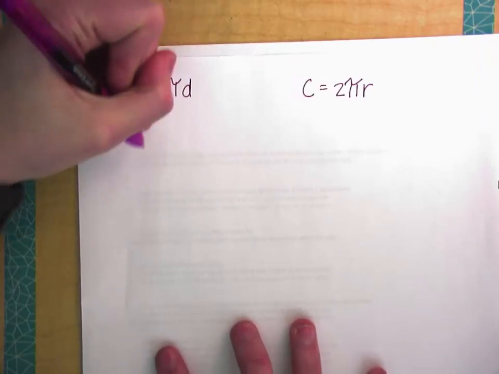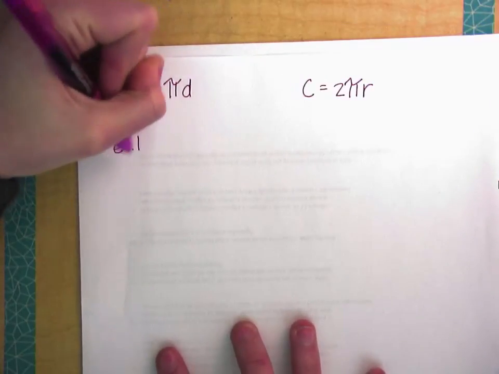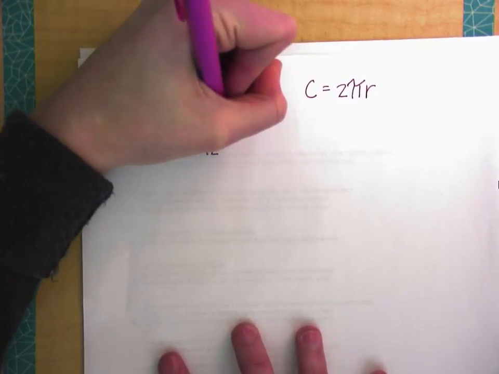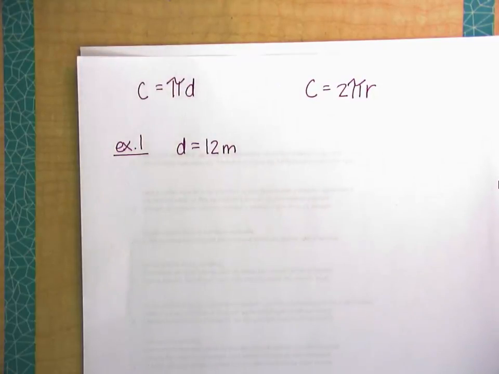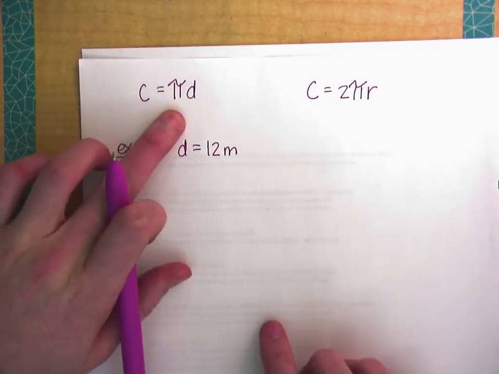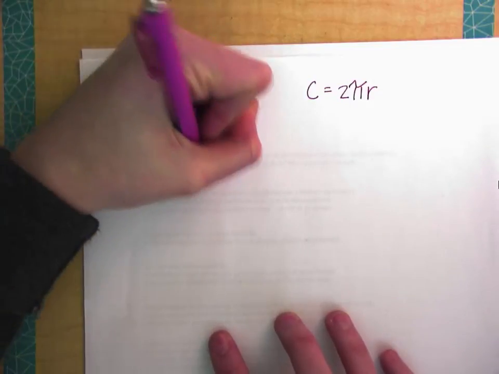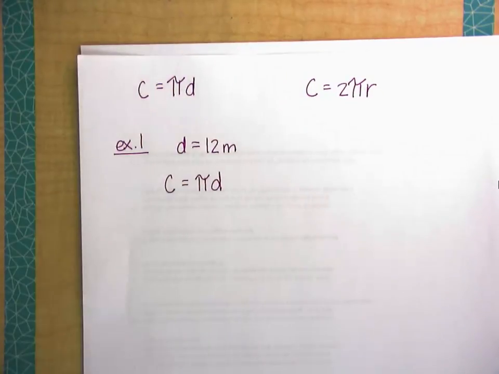So you tell me, if on this example it tells me the diameter equals 12 meters, and we're supposed to find the circumference. Okay? Which one should I use? The one on the left or the one on the right? This one? Yeah, because I'm given the diameter, so all I have to do is plug it in. So I'm going to rewrite it, because like I told you guys, rewriting these formulas is the best way to remember them. And now I'm going to substitute in the values that I'm going to be using.